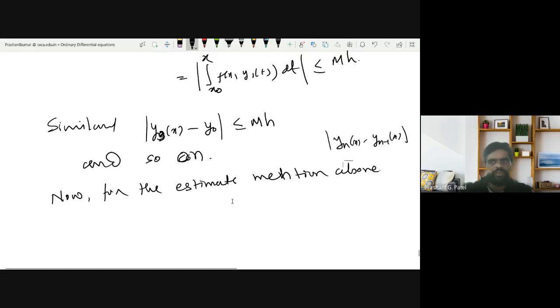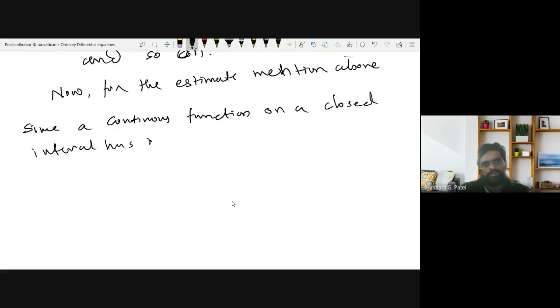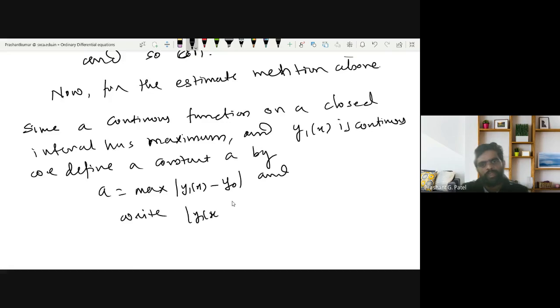as a constant value. We can say that since a continuous function on a closed interval has always a maximum, and we have y1 is continuous, we define a constant a by a is equal to maximum of y1 of x minus y0, and write mod of y1 of x minus y0 of x is less than or equal to a.